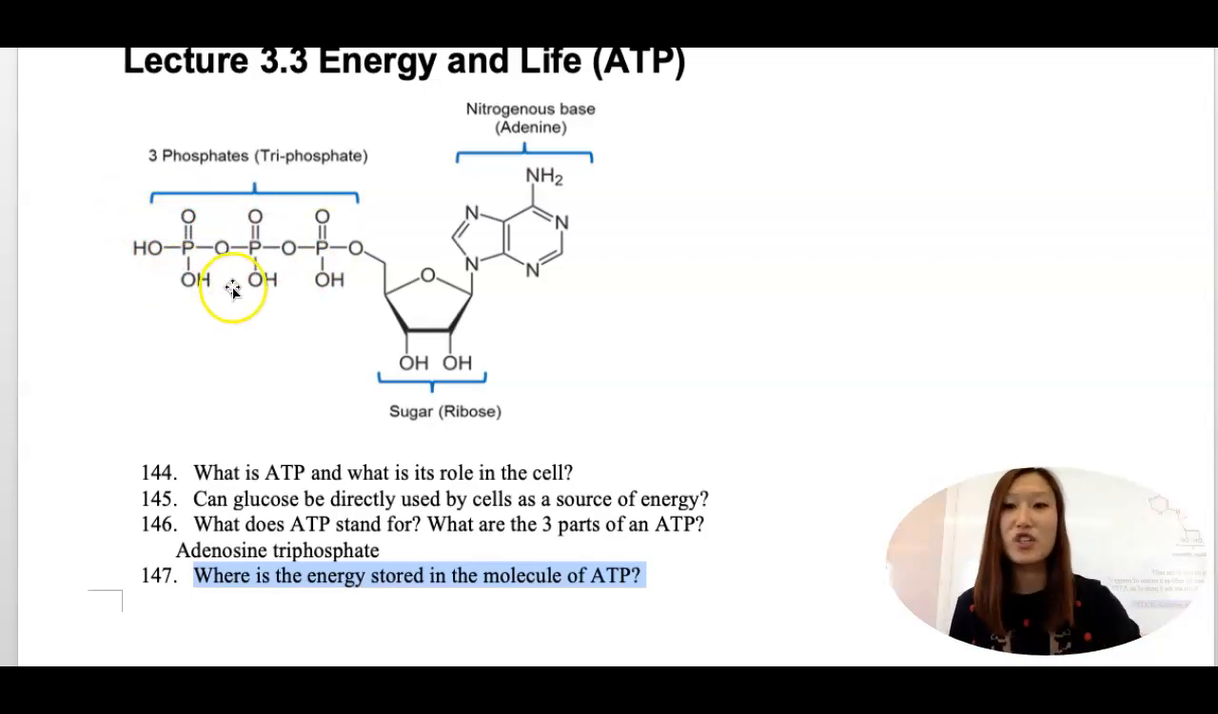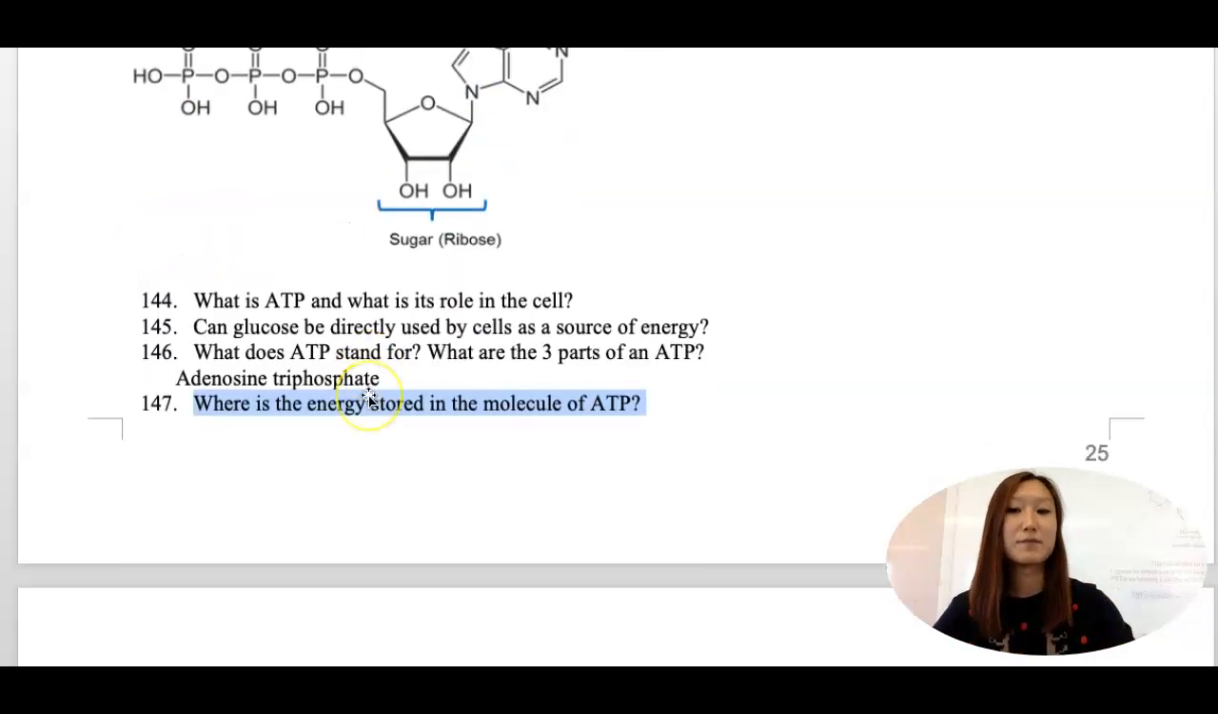There is a lot of energy held between the second phosphate group and the third phosphate group. So the bond in between the second and third phosphate group is where a lot of energy is held and where the breaking down of the third phosphate group will release energy.